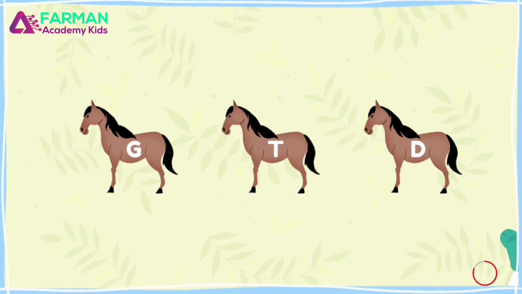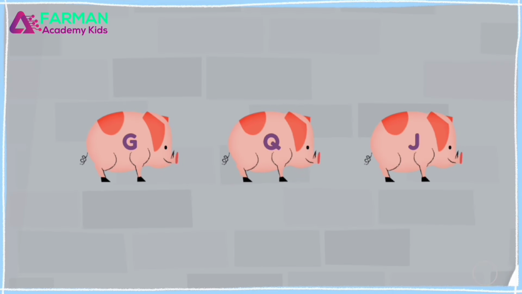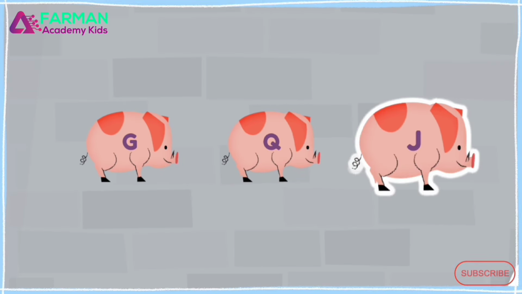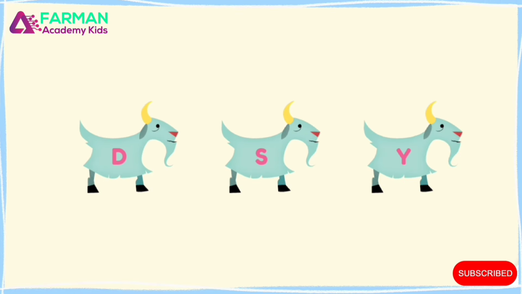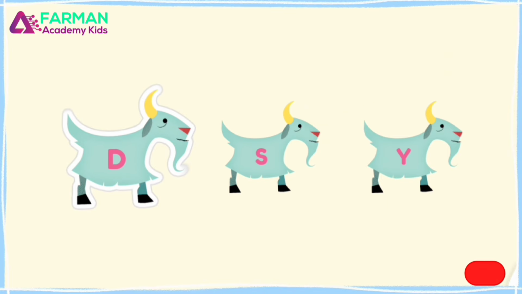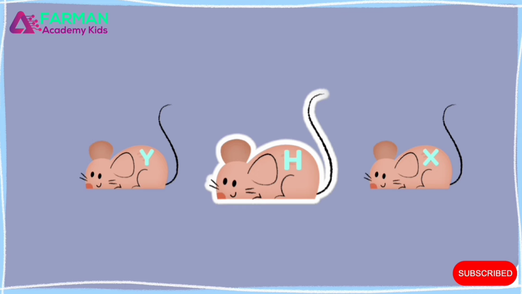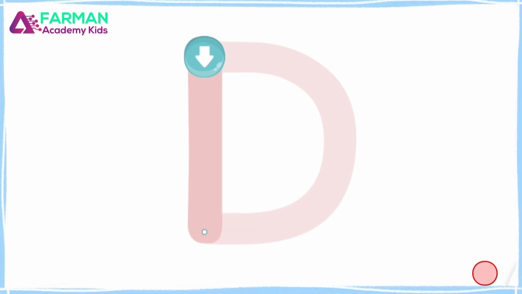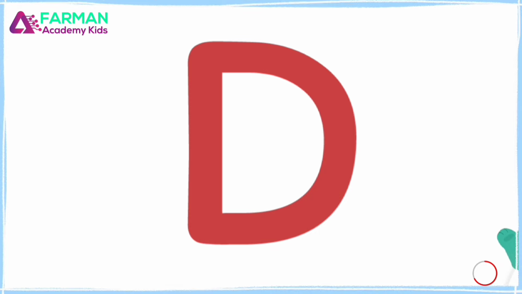Which one has the letter D? D. Super duper. Which one has the letter J? J. Sweet. Which one has the letter D? D. That's right. Which one has the letter H? H. Yay! Trace the uppercase letter D. Great! You traced the letter D.